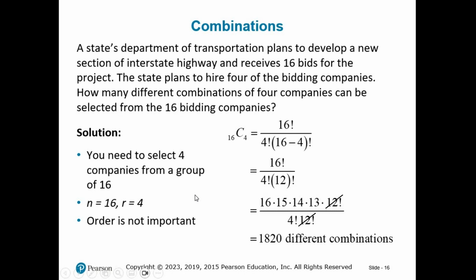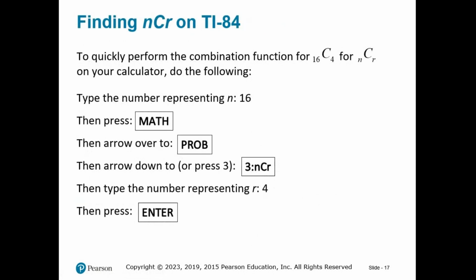Here's how to do that. To quickly perform the combination function for 16 choose 4, do the following. Type the number representing n, in this case 16, then press the math key, then arrow over to probability, then arrow down to or press the 3, then type the number representing r, or 4 in this case, then press enter. Try it yourself with another set of numbers.